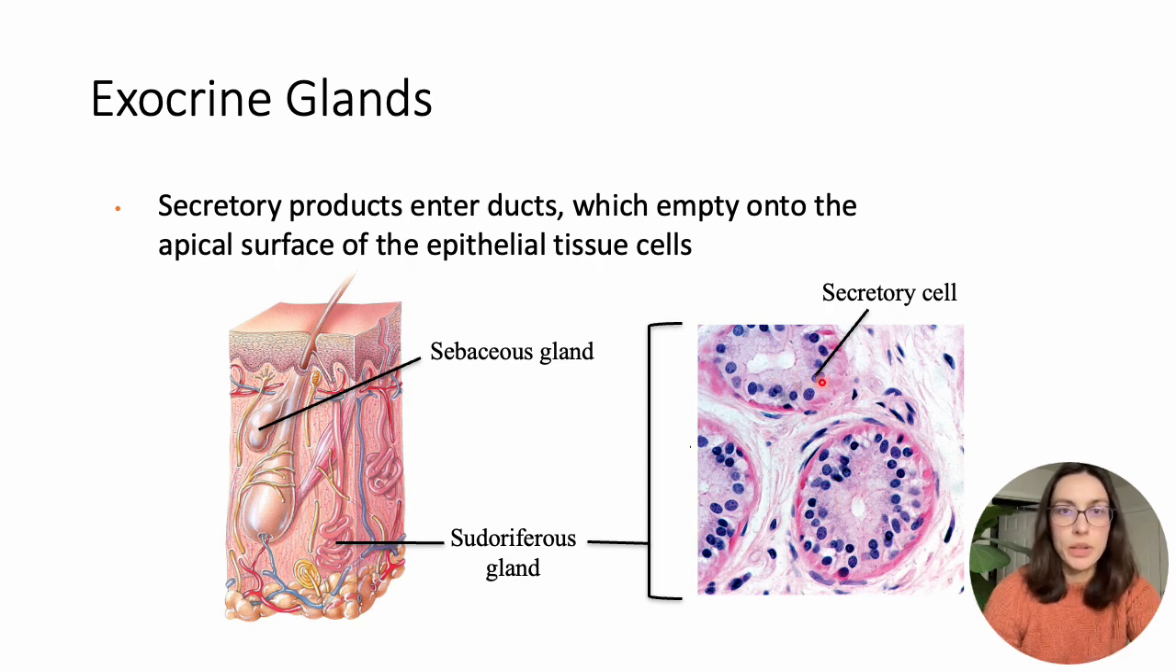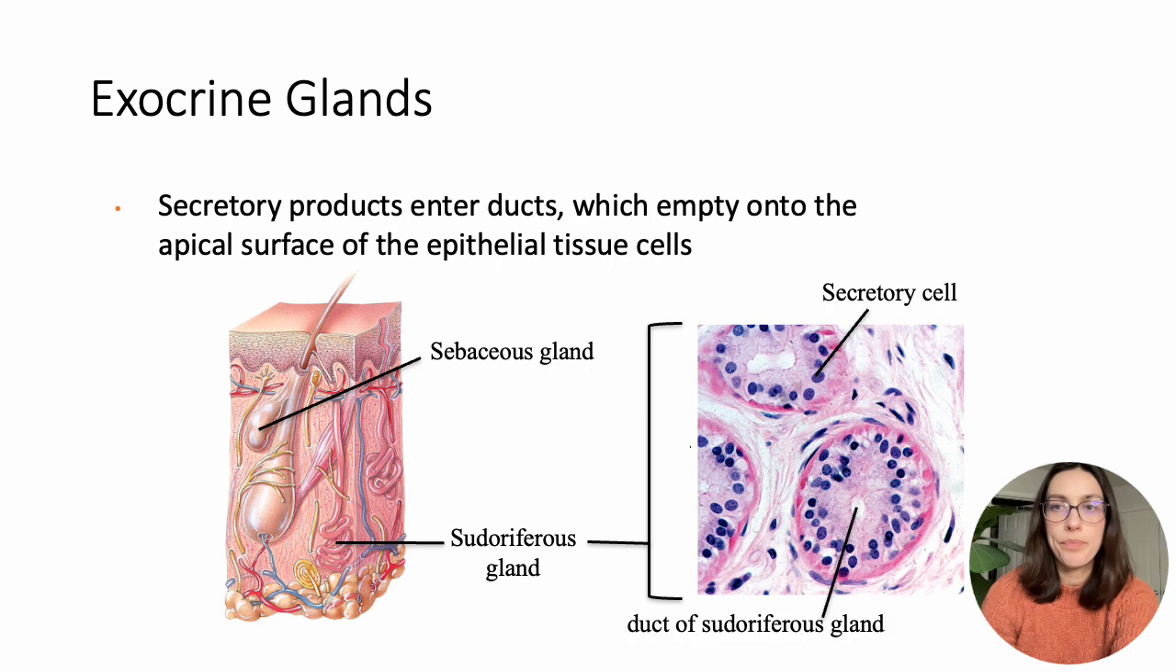We have epithelial cells that function in secretion, so we call it a secretory cell. It has a basal layer. And here, the side of the cell that is facing the lumen or the hollow space is the apical membrane, or the apical side of the tissue and of the cell. Okay, and here we're pointing out the duct.